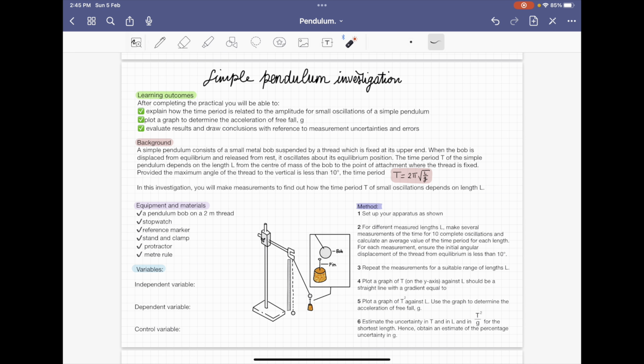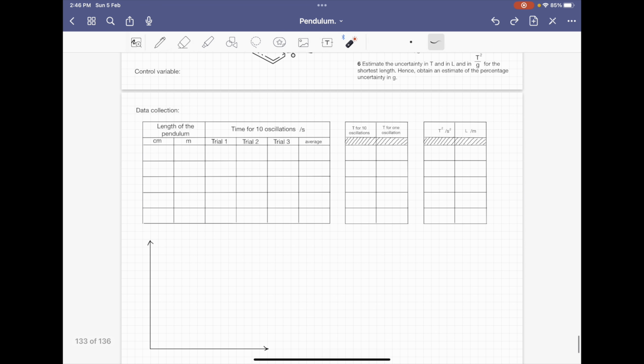All right, so using the equation that we just proved, we are going to investigate a simple pendulum in order to determine the acceleration of free fall due to gravity g, which theoretically is 9.81. So we're going to see, can we prove that the acceleration due to gravity is equal to 9.81 using a simple pendulum? Okay, so this is the method. You should spot the independent, dependent, and control variables. These are the equipment, and these are the results that we are going to record.